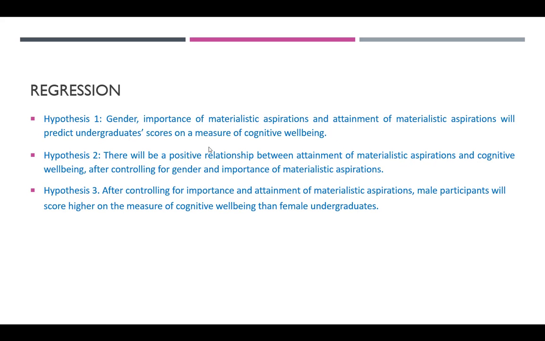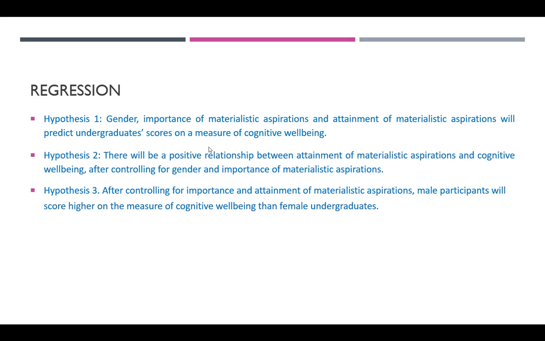And now we just think about the regression, so the hypotheses that we were testing with the regression. The first hypothesis: gender, importance of materialistic aspiration and attainment of materialistic aspirations will predict scores on a measure of cognitive well-being. We think that there'll be a positive relationship between attainment of materialistic aspirations and cognitive well-being after we've controlled for gender and importance of materialistic aspirations. And after controlling for importance and attainment of materialistic aspirations, we think that male participants will score higher on the measure of cognitive well-being than female undergraduates.